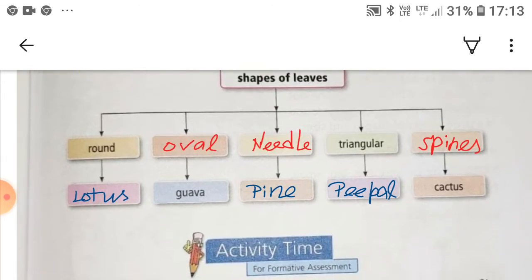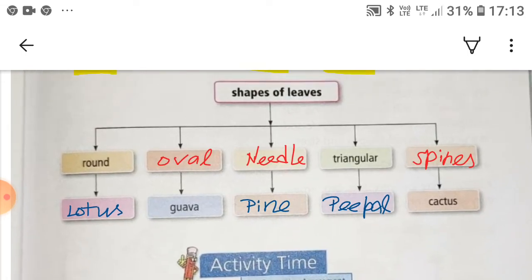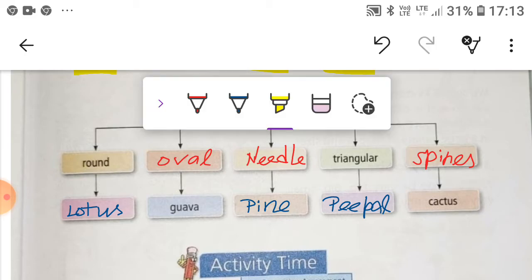Now shape of leaves. So lotus leaves are round in shape. Guava leaves are oval in shape. Pine leaves are needle in shape. Peepal leaves are in triangular shape. And cactus leaves are in the form of spines.